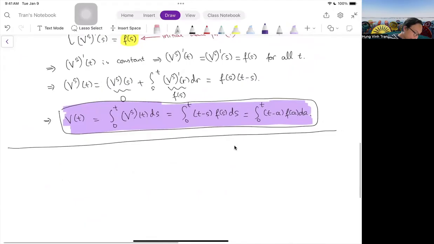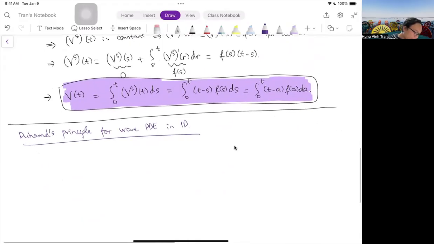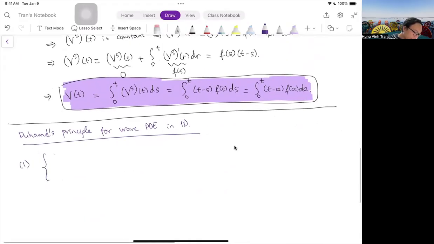So we are now doing the Duhamel principle for the wave PDE in 1D. Maybe let me write that one again in case you forget it. I have u_tt minus u_xx equals f(x,t), with u(x,0) equals u_t(x,0) equals 0.